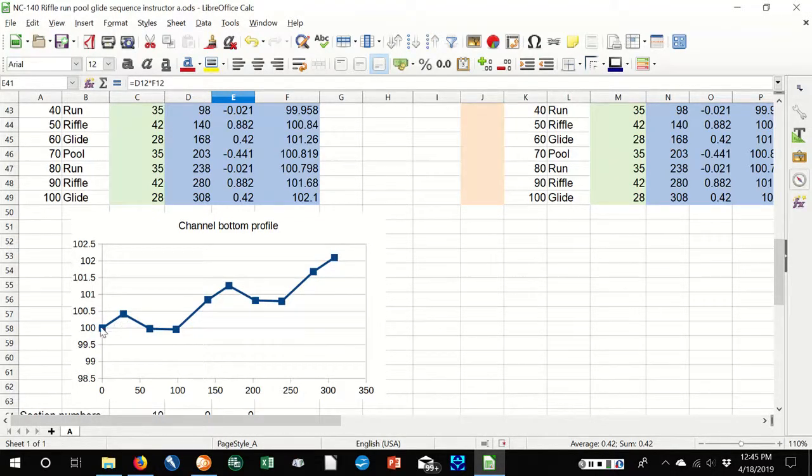Here is the riffle. Well, let's start at the upstream end. Riffle, run, pool, glide, riffle. The downstream boundary condition will be right here. And when the downstream boundary condition depth matches right here, which is also the downstream end of the riffle, then the solution will be obtained.